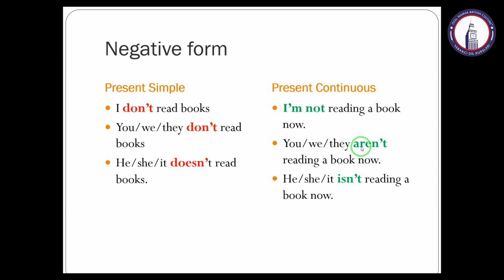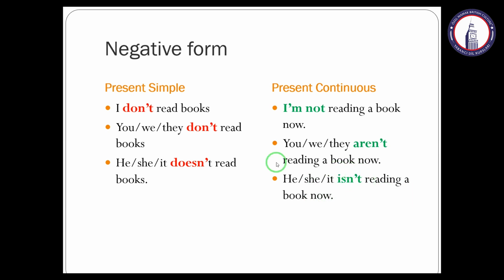But affirmative, normally, what was it? You, we, they are reading. Are reading. This is a positive affirmative sentence. But while we add n't to the sentence, it will be negative. And the last one, he, she, it is. Normally, he, she, it comes with is reading a book now. If we add n't to the sentence, it will be negative.